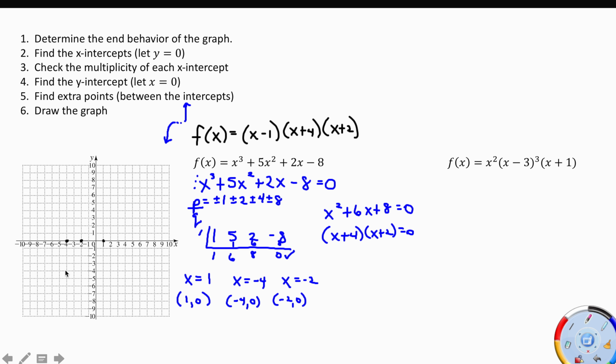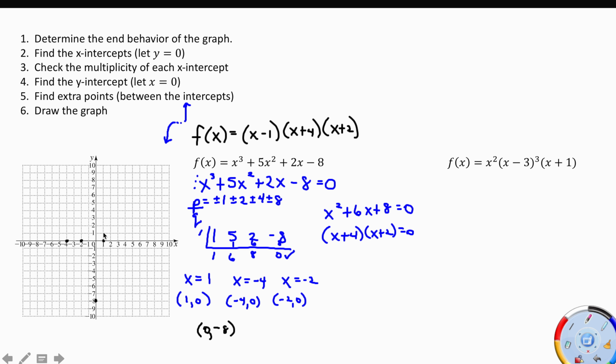Okay, I need my y-intercept. Y-intercept is when you let x be 0. So think about this. If x is 0, x is 0, x is 0, my y-intercept is always this point right here. So my y-intercept is the point 0, -8. All right, so my graph is going to go like this, like this, like this. Hey, I have everything I need except I just don't know if my graph goes like this or if it goes like this or somewhere in between.